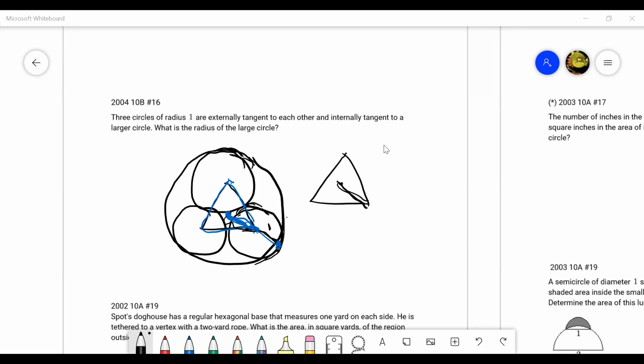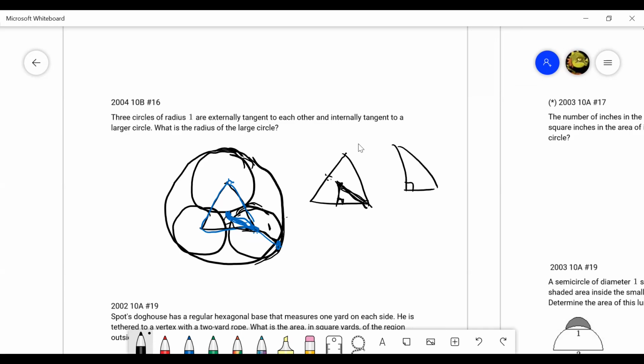And I think we can find this, for one, by noting properties of the centroid. This line is going to be 2/3 of the height. But we'll do a different way. How about we use the Pythagorean theorem here, or properties of a right triangle, a 30-60-90 right triangle to be exact.